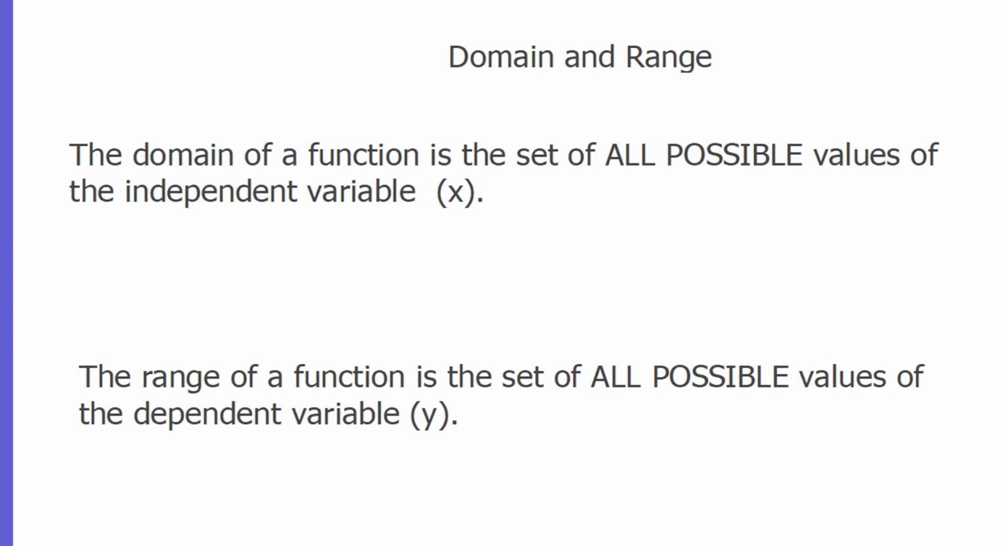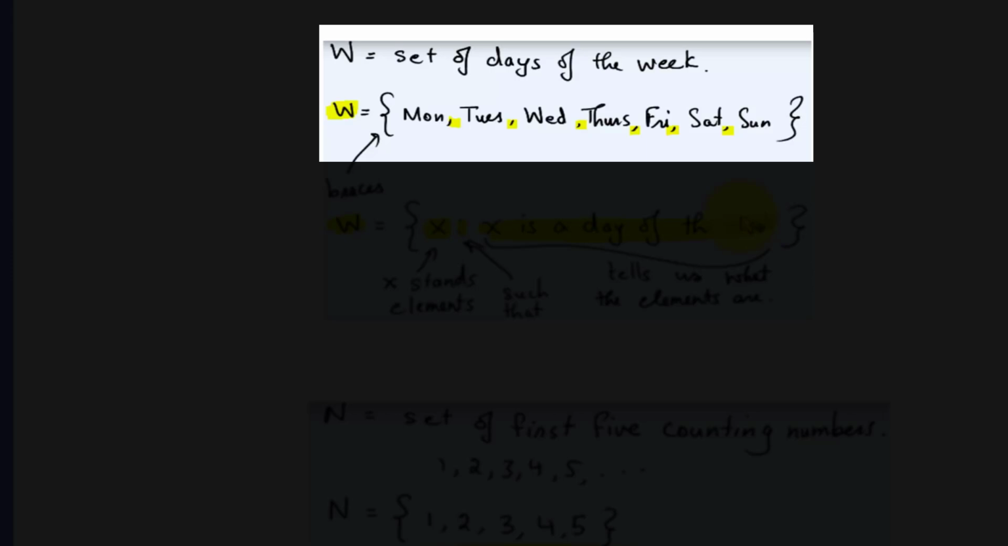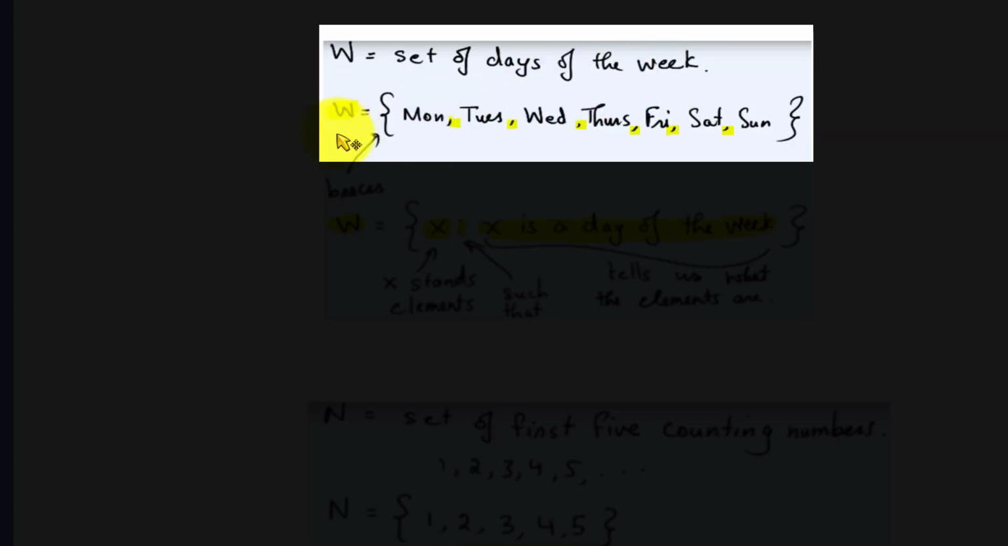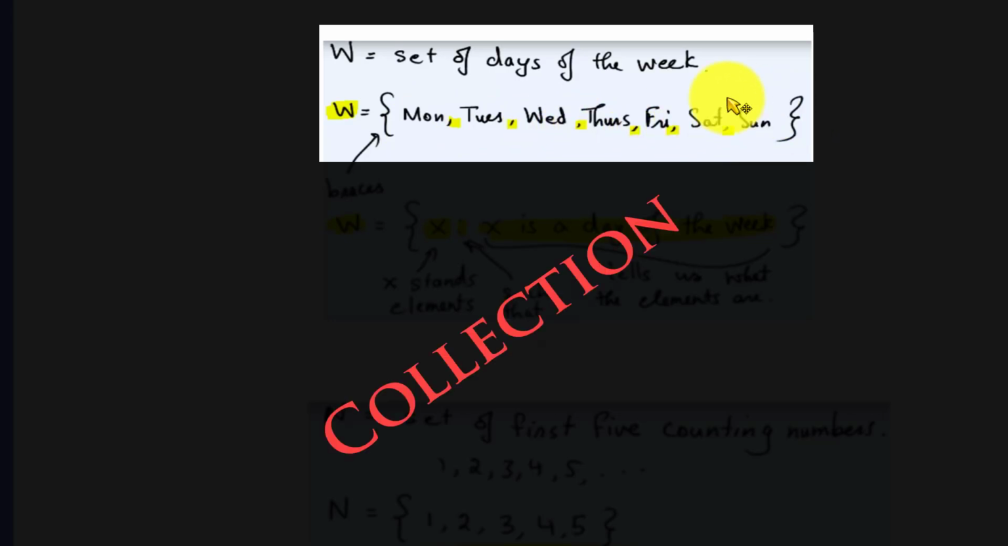So what is set notation? For example, if I have W, a set of days of the week, we can list all the days in a given week. So W is equal to, using braces, Monday, Tuesday, Wednesday, Thursday, Friday, Saturday, and Sunday. So we have here a collection of the days of the week.